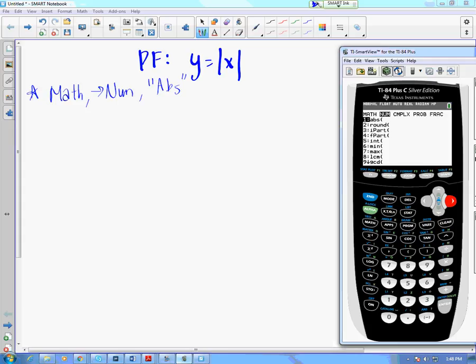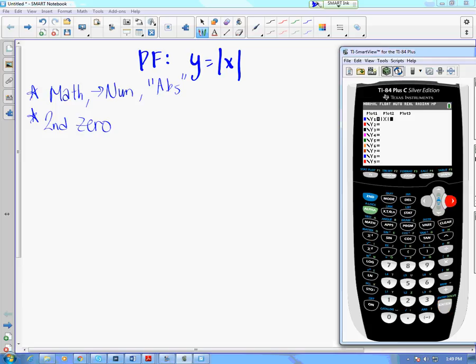Second 0, I've never done that before. So over here, second. That is fast. I've never done that before. Thank you. Second 0. Alright, and then just put your x inside the absolute value.